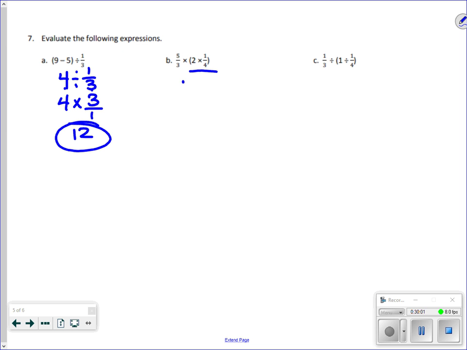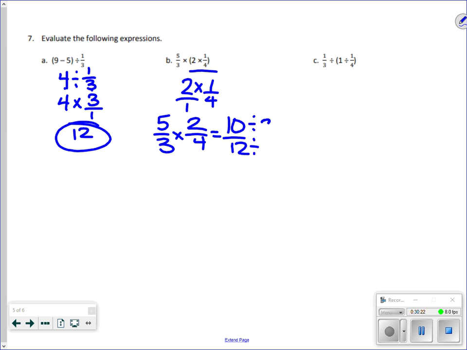Parentheses first. 2 times 1/4. So you get 2/4. 5/3 times 2/4. There shouldn't be all this erasing going on. 5 times 2 is 10. 3 times 4 is 12. And you can simplify that by 2. I got 5/6. I never said 2/4 equals 1/2, so I just said cut it in half, 5/6. What did you get for the last one?